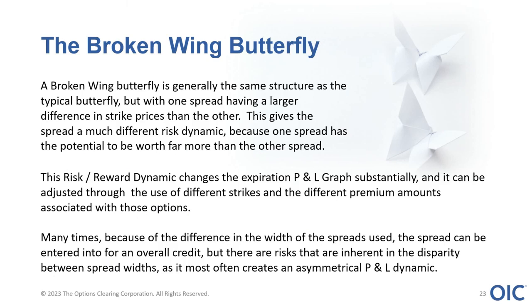Now, you may have a closed-ended risk because you are flat options net when you add up all 3 strikes, but you could have some wonky places in that P&L graph that are asymmetric as far as the way that the P&L plays out. Again, this risk dynamic changes the expiration P&L graph. Now, it can be adjusted through using different strikes and different premium amounts associated with those strikes, but the big difference here is the width of these spreads makes a huge difference in how the P&L looks.